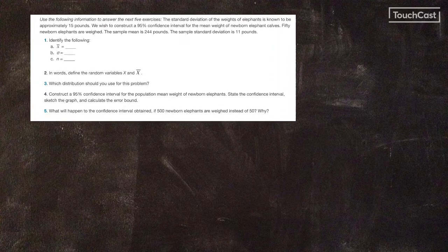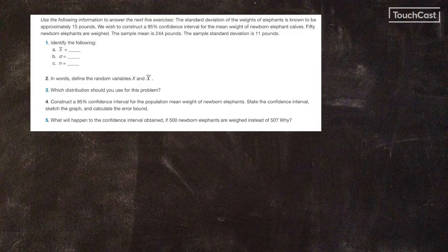So we're given some information in the first part of this question. It says identify the following. So they want you to identify the sample mean, the population standard deviation, because remember sigma represents the population, and then the sample size, which is n. I want to make this a little bit bigger so that we can see and fill in some of the blanks here, right here on the paper. So x bar is the sample mean, which was given to us. They said it was 244 pounds, so it's this piece right here.